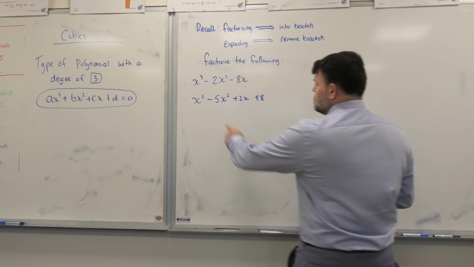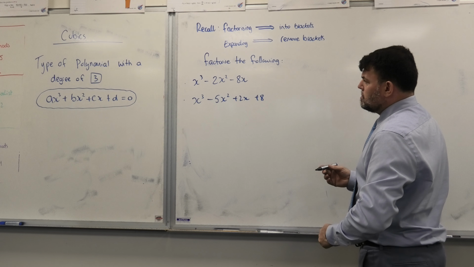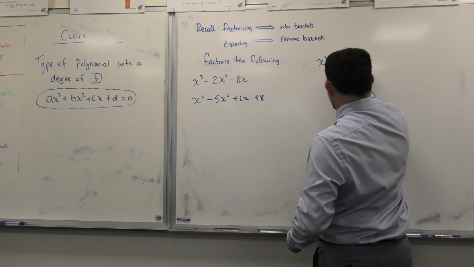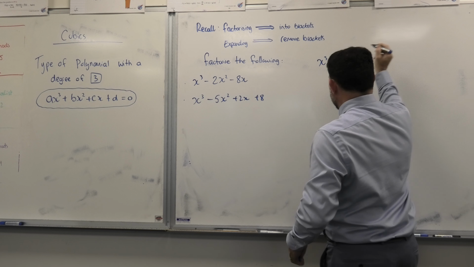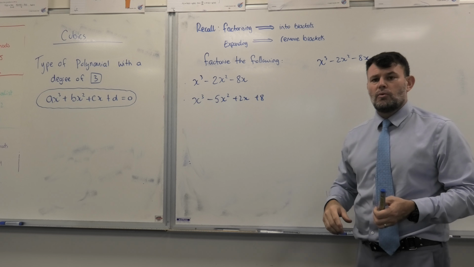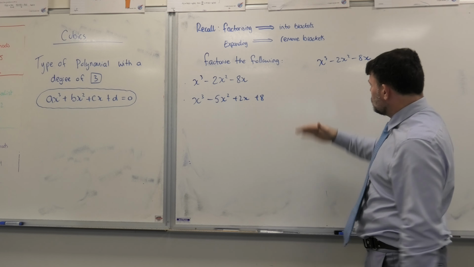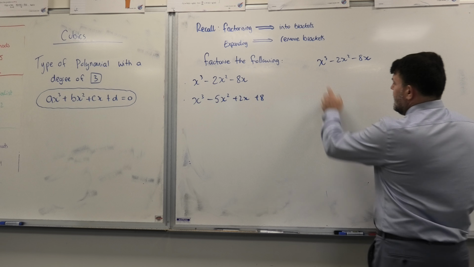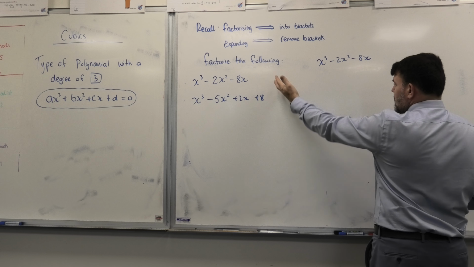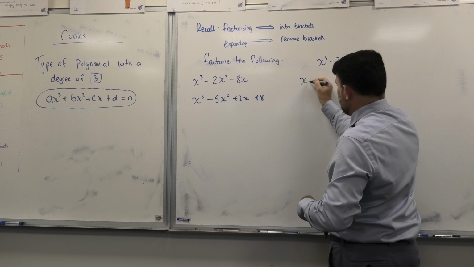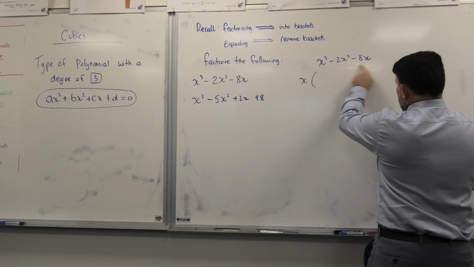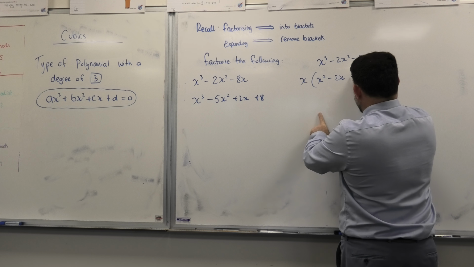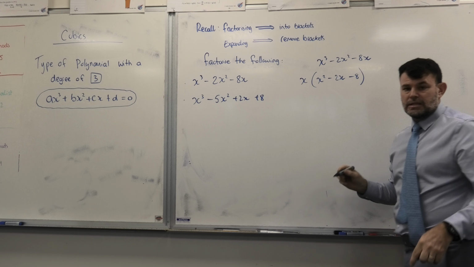So let's look at this first one here. We've got x cubed minus 2x squared minus 8x. First thing we're going to look at whenever we want to factorise something is, what's common that I can factorise out? In this case, x is common in each of the terms, so I can bring that x out. If I factorise 1x out of everything, I end up with x squared minus 2x minus 8.